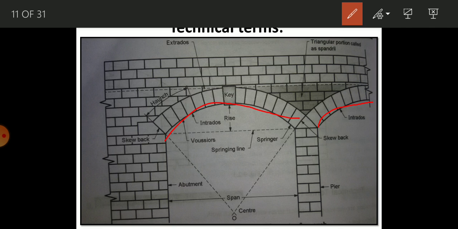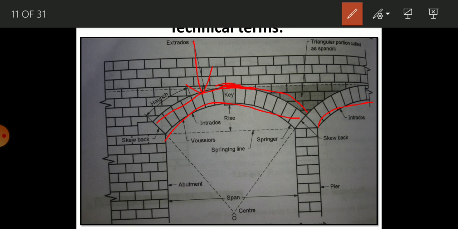Next is extrados. Extrados means the outer portion. The outer curve portion of an arch is termed the extrados. Then the next is the crown. Crown means the highest part of an extrados. This is called the crown because this is the highest part of the extrados.